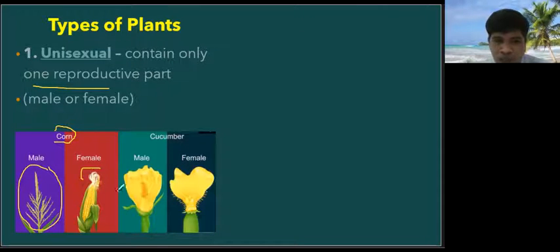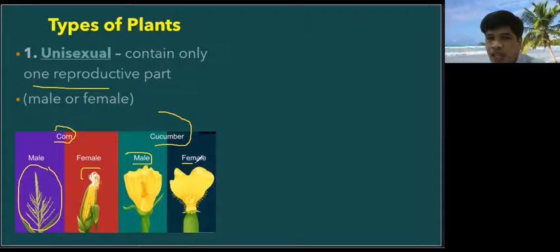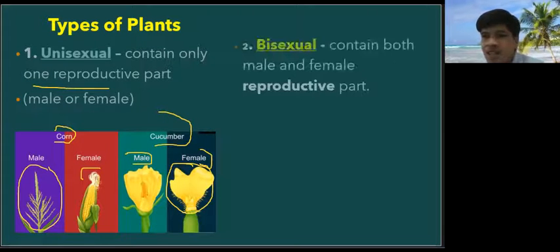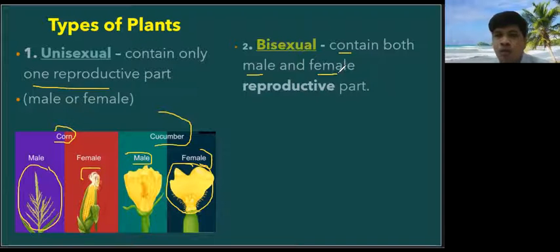What else? The flower of a cucumber. Different part for the male, different part for the female. Meaning in one flower, it's either a male or a female. There are many other plants which are called unisexual, meaning in one flower, it's either a male or a female only. Another one is bisexual. It contains both the male and the female in one flower.